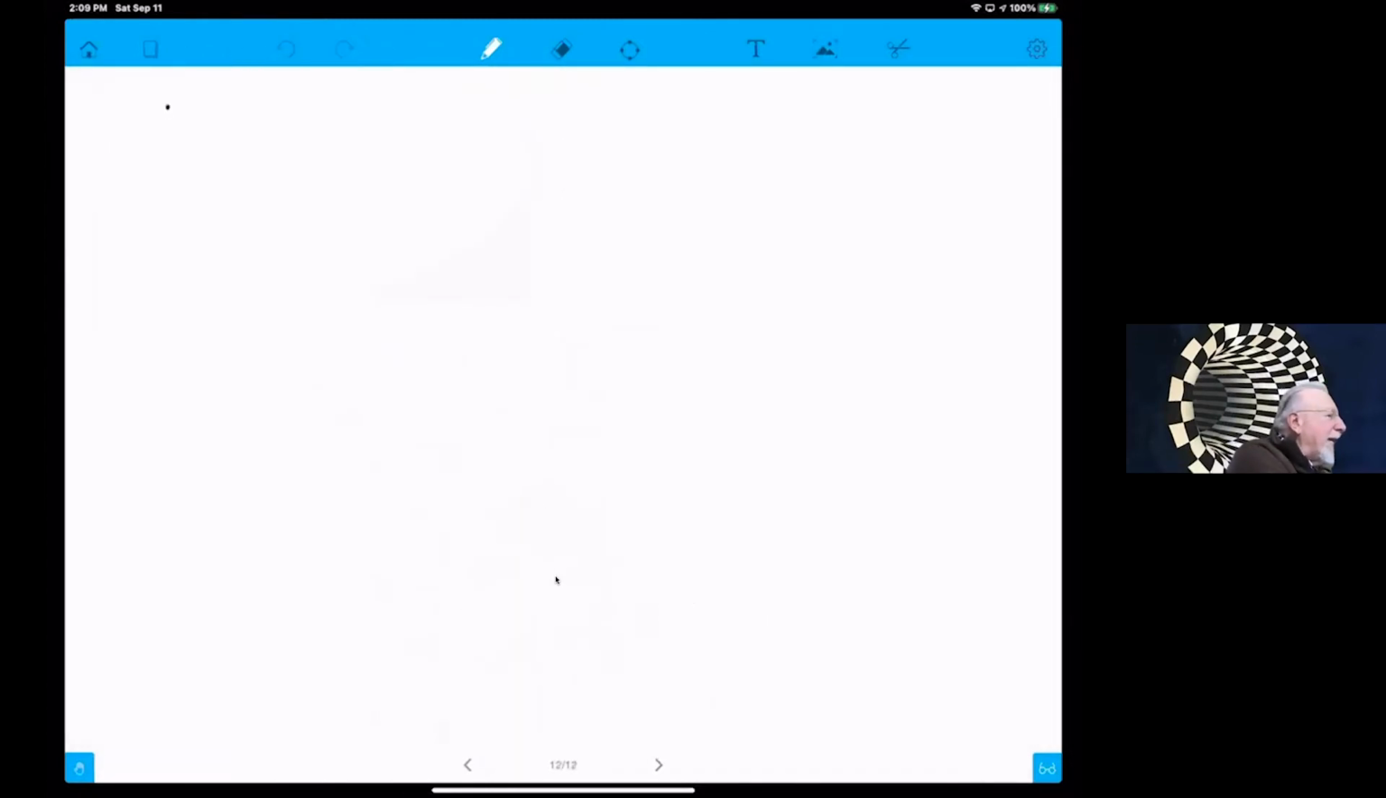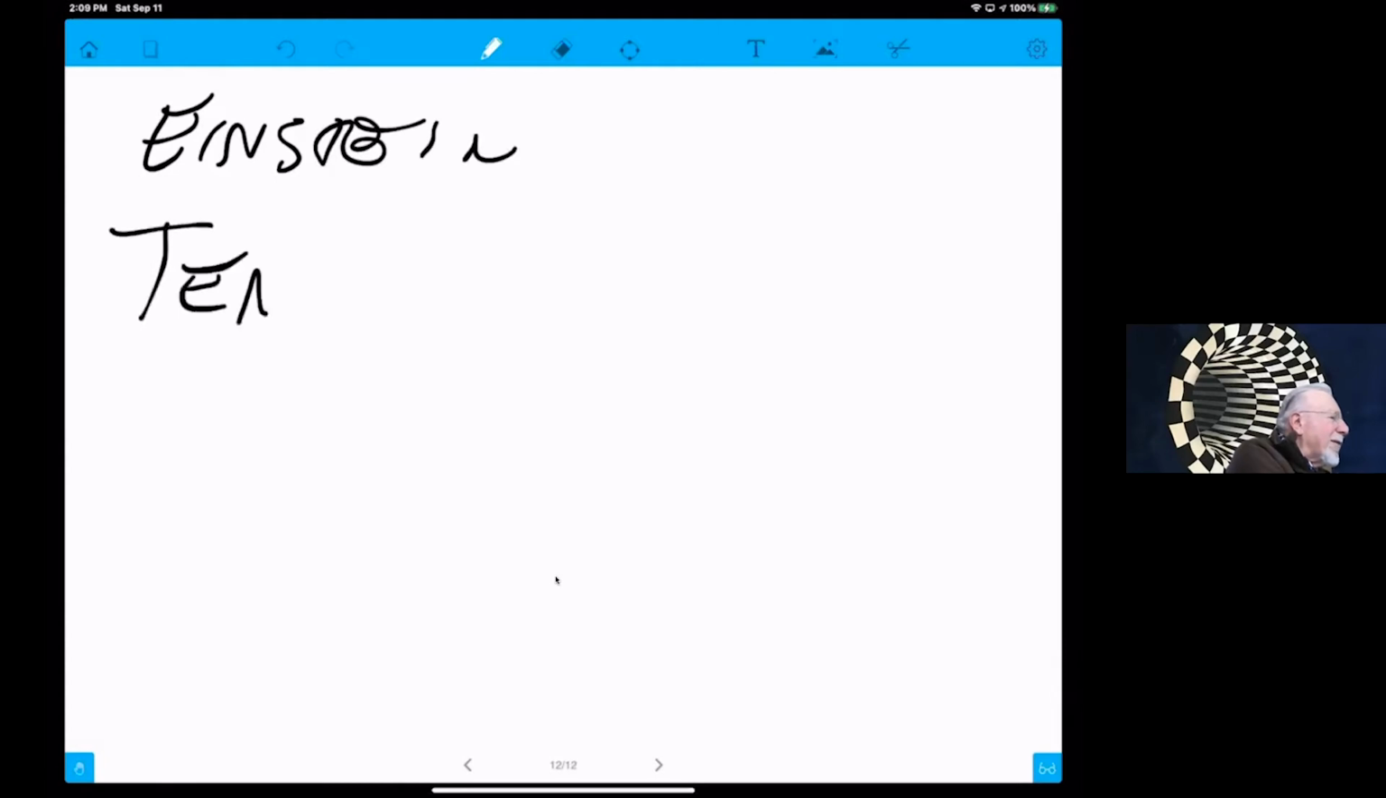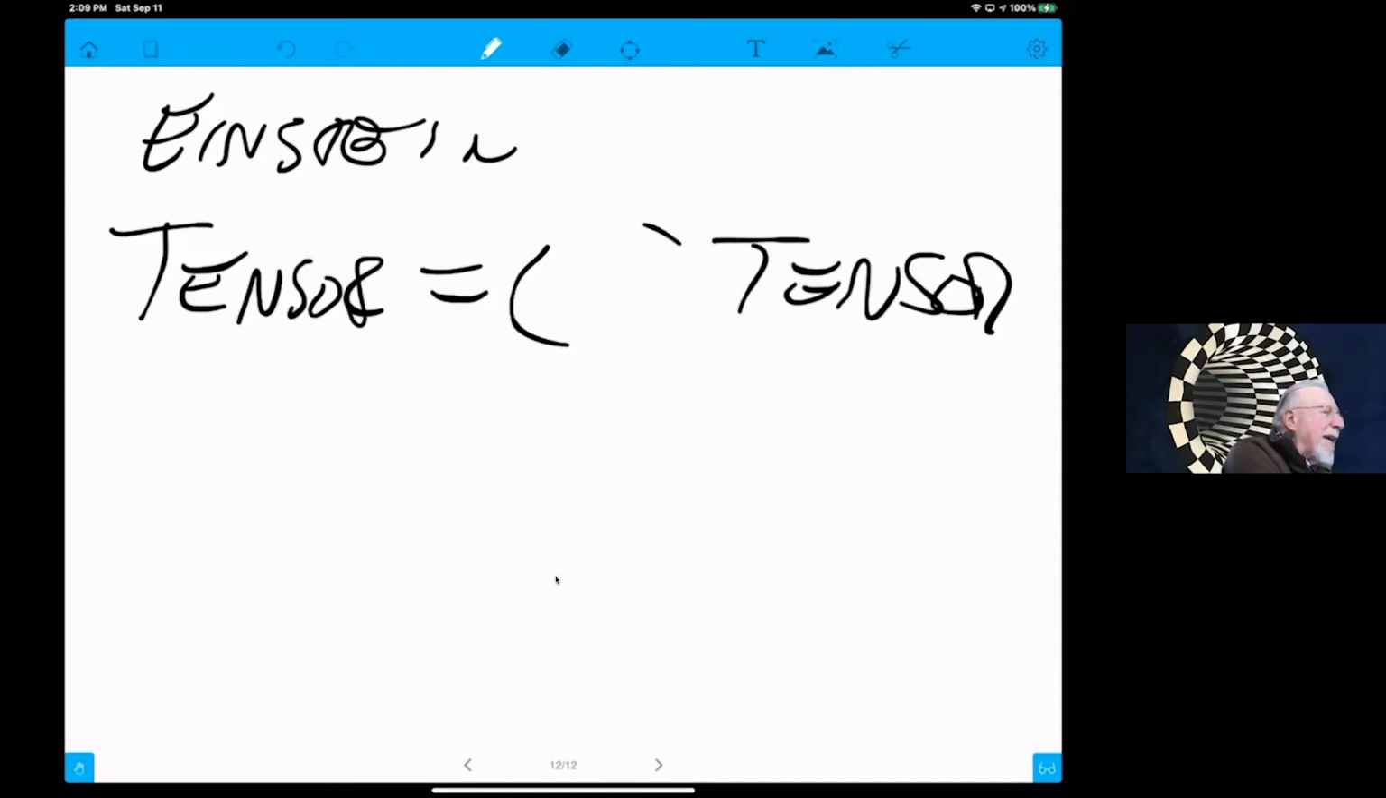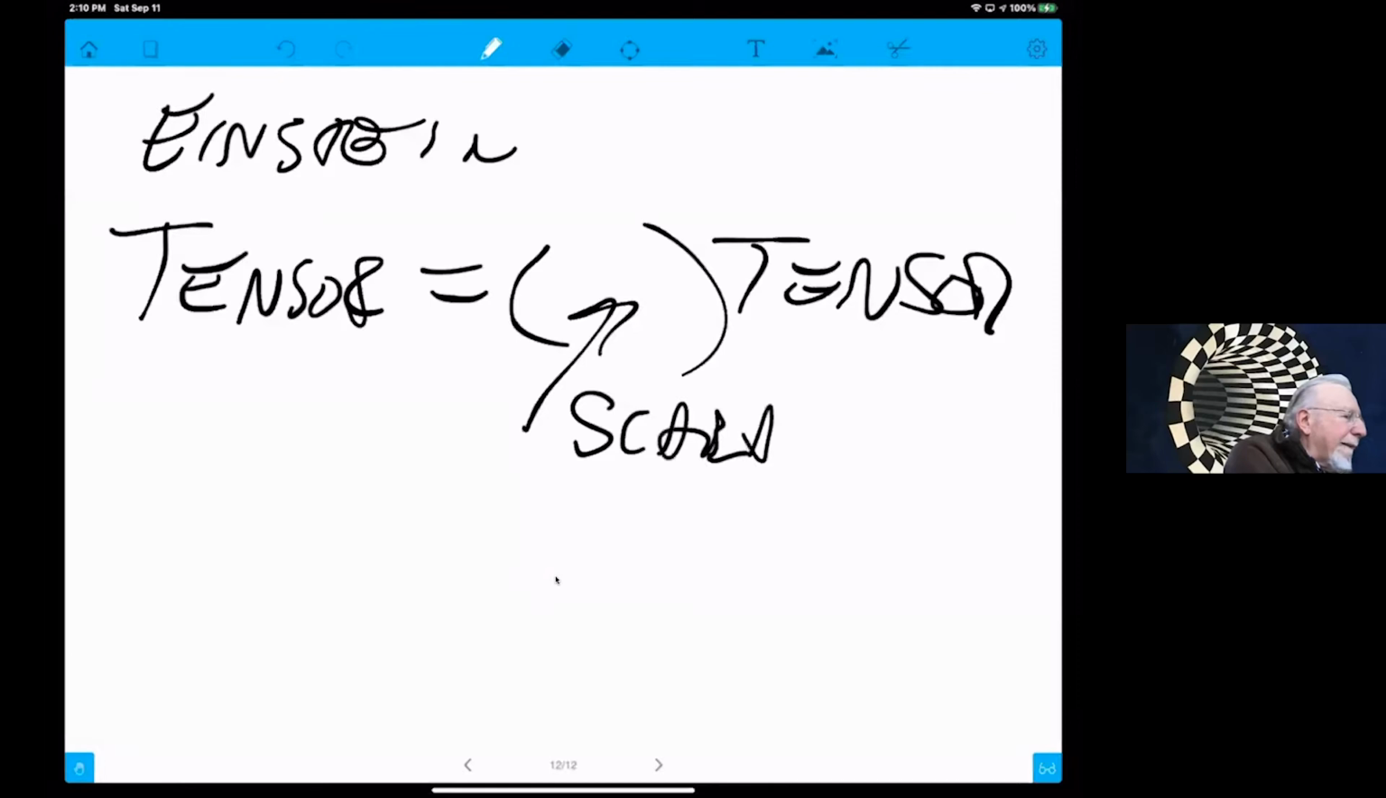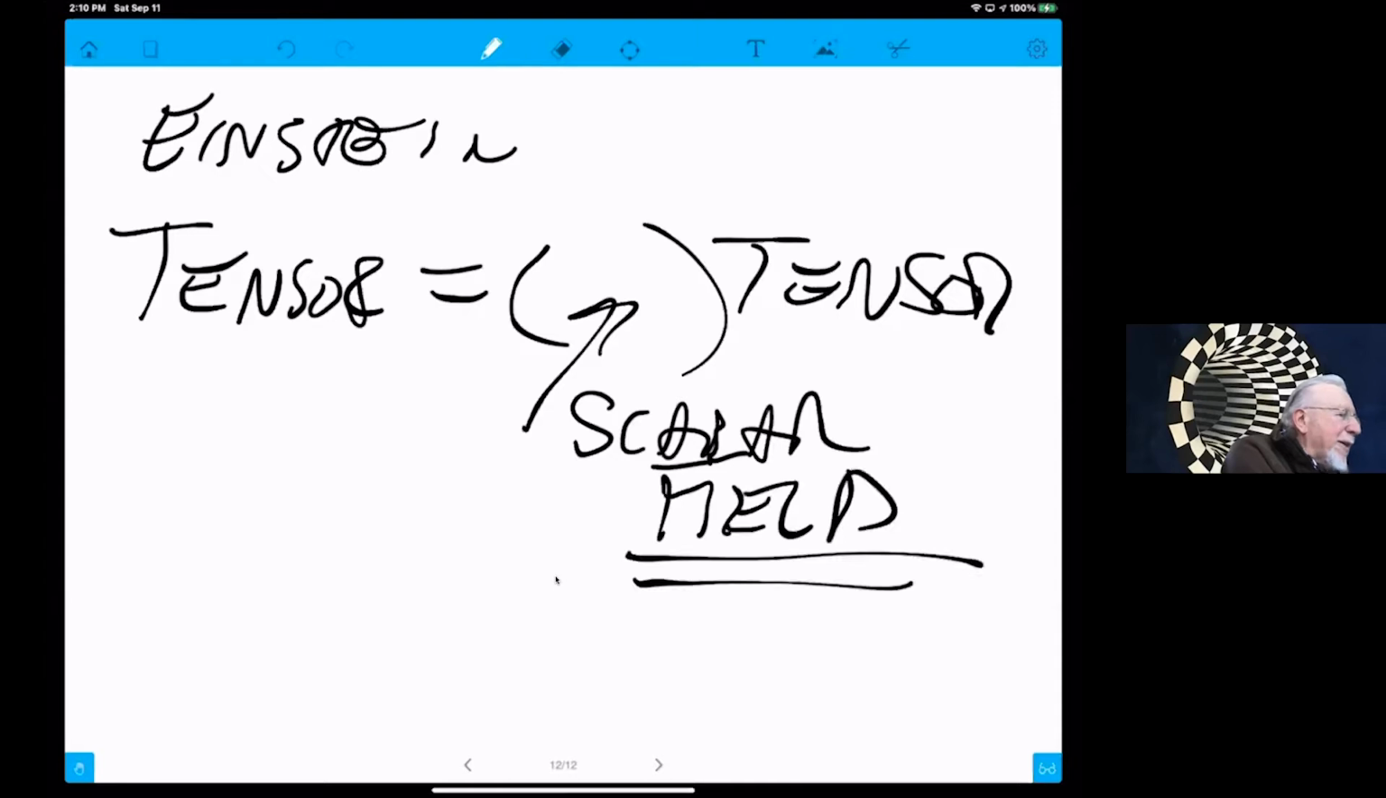Einstein's equation. It's a tensor equals a tensor. And there's a coupling here. That coupling has to be a scalar field, because it has to be locally invariant. You see, a scalar field can be variable, can change from X to X.